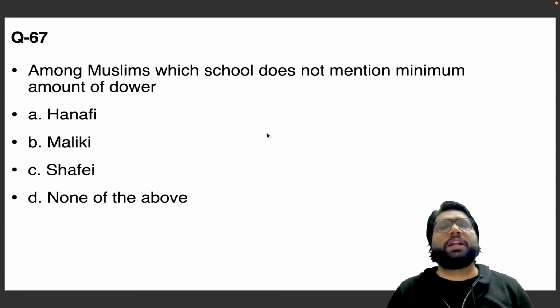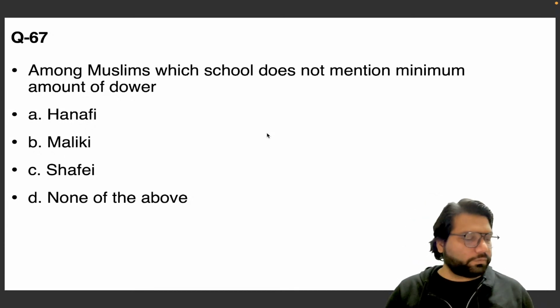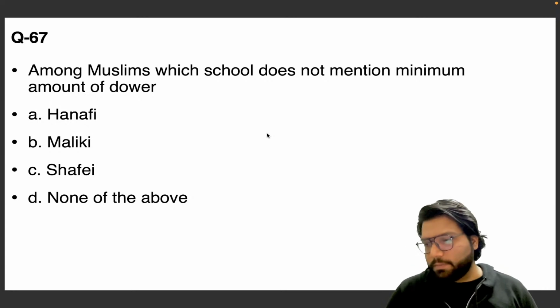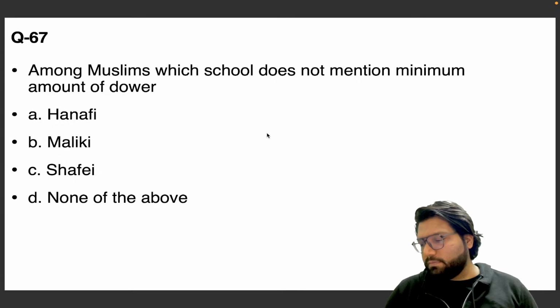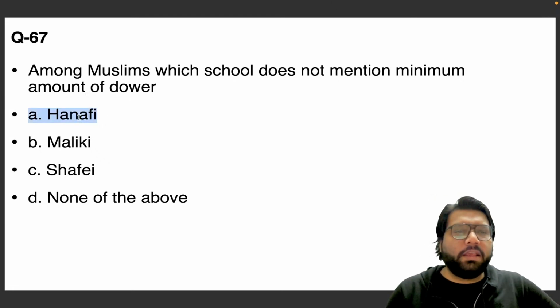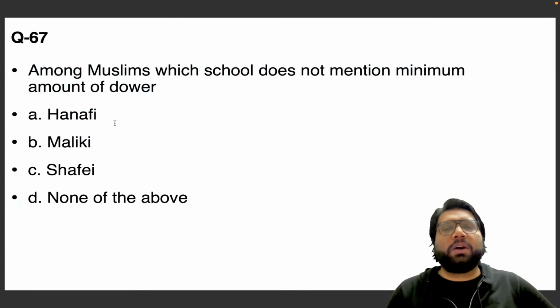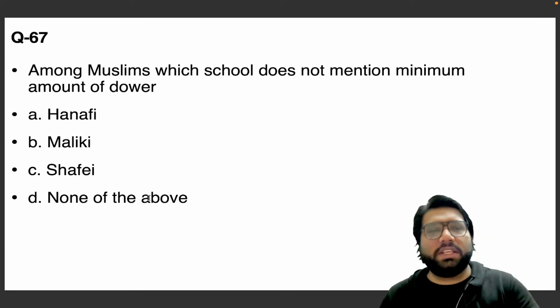Among Muslims, which school does not mention minimum amount of dower? Kanika, Ayush, correct answer. Hina, please do correct your answer. Hanafi and Maliki. Hanafi and Maliki has mentioned the minimum amount. For Hanafi it is 10 dirham. For Maliki it is 3 dirham. And Shafai they have not mentioned. Okay. So C is the correct answer.